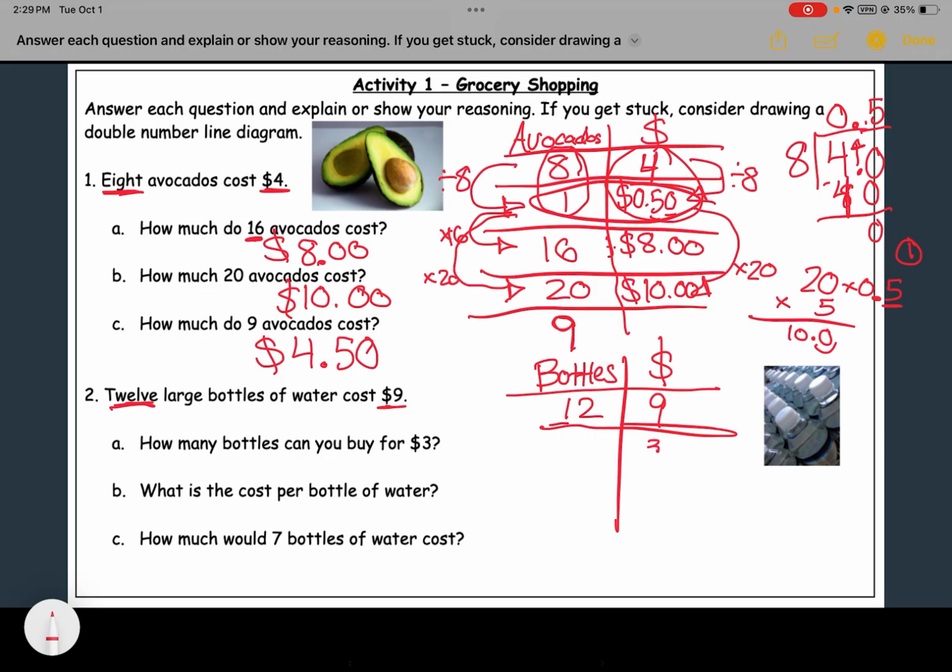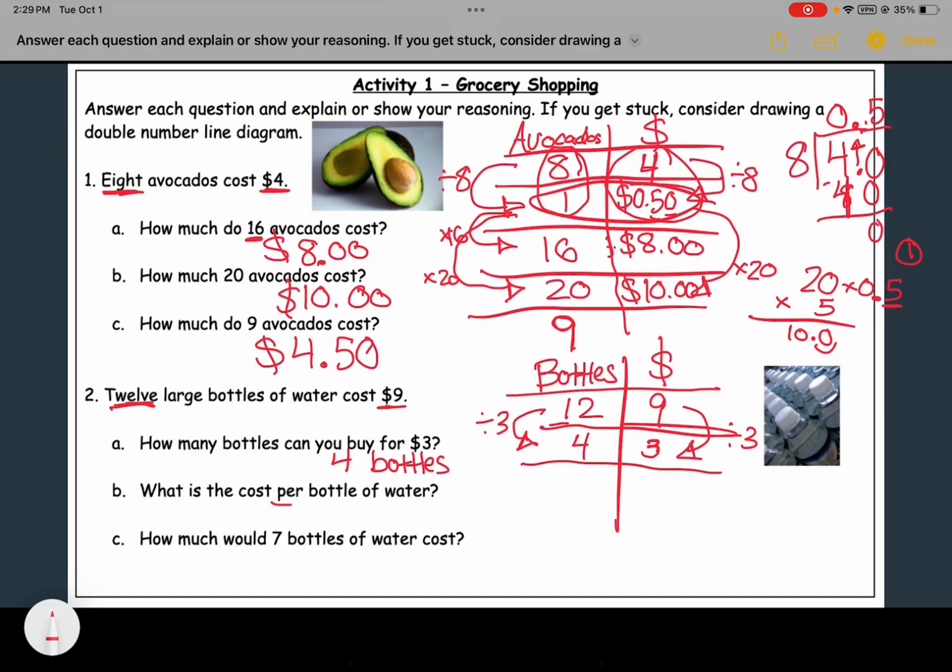So first, for $3, I'm going to put 3 on the dollar side. I'm not going to find the unit rate right away, so I'm going to just use my other ratio to get here. So I know 9 divided by 3 is 3. So I'm going to divide the bottles by 3. 12 divided by 3 is 4. So at $3, I could get 4 bottles of water.